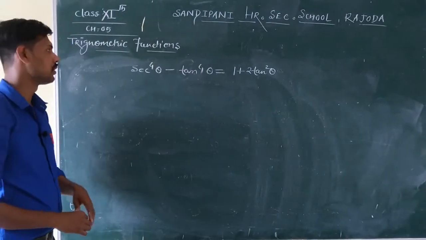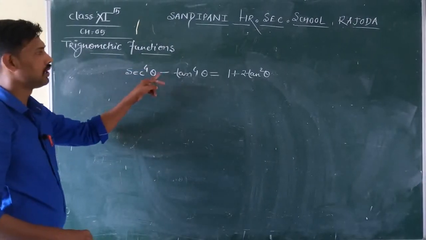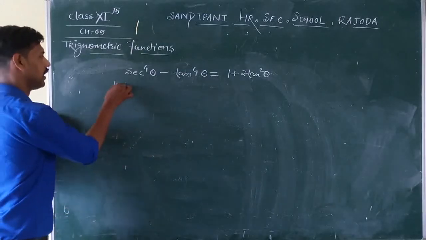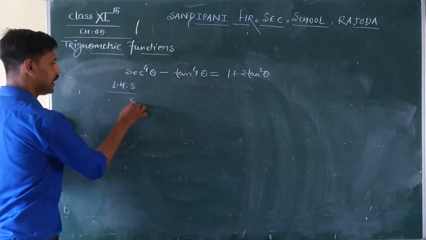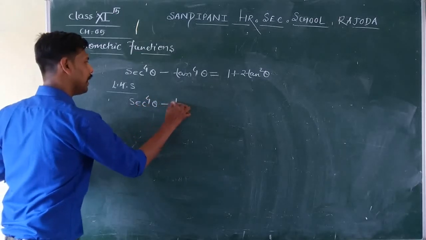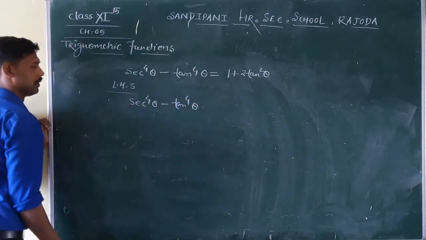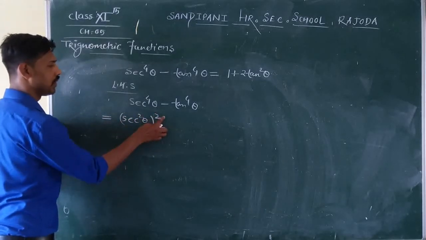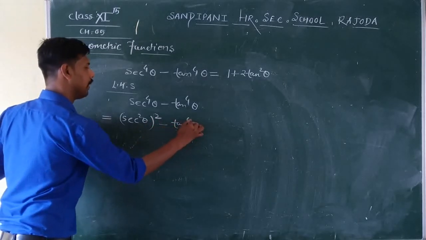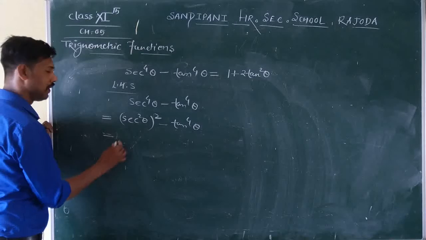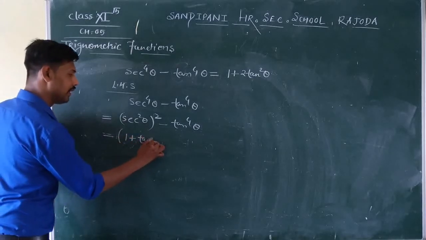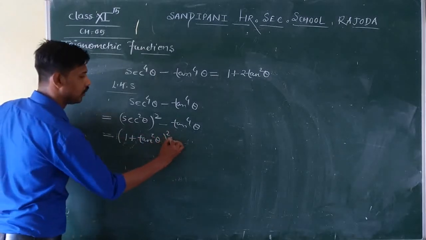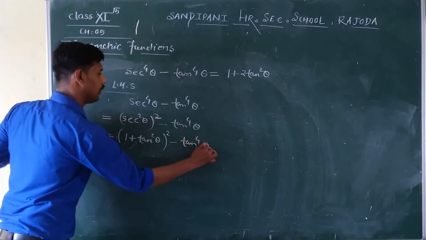Students, we are taking another question, number 5. Sec to the power 4 theta minus tan to the power 4 theta will be equivalent to 1 plus 2 tan square theta. We take the LHS: sec to the power 4 theta minus tan to the power 4 theta. Sec to the power 4 we can write in the form (sec square theta) whole square minus tan to the power 4 theta. According to the identity of class 10th, 1 plus tan square theta is equal to sec square theta, then whole square minus tan to the power 4 theta.